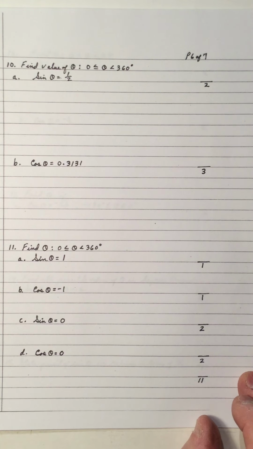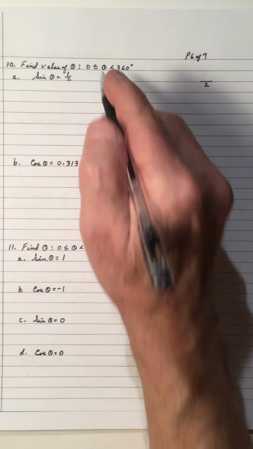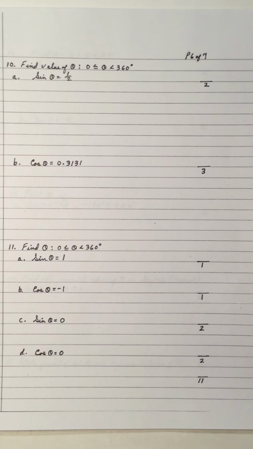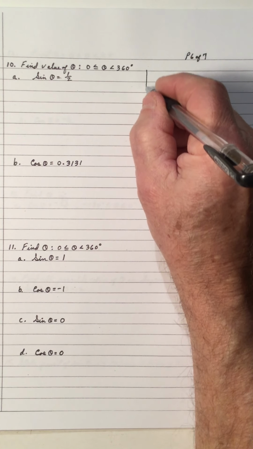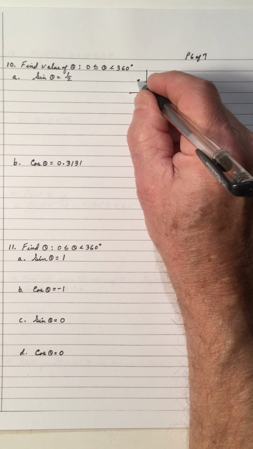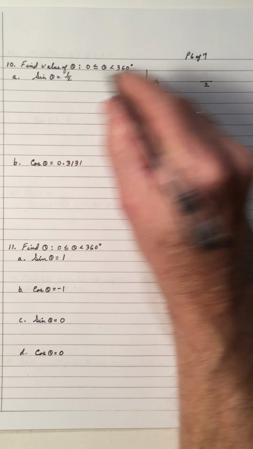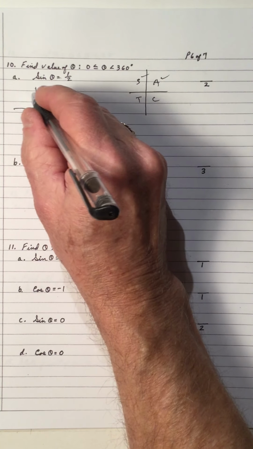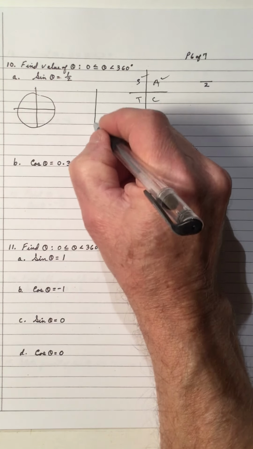Number 10, find the value of theta from 0 less than or equal to theta less than 360, where sine is a half. And we have to get the values, so we use ASTC, all students take calculus. Sine is positive in 1 and 2. So we'll go to quadrant 1, and we'll go to quadrant 2.